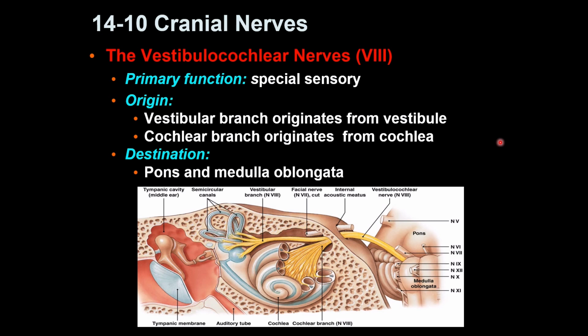This part is called the vestibule, and the semicircular canals. Both of them together are important for balance. There are two different nerves, the vestibular branch and the cochlear branch, and then they go to an area in the brainstem that is located between the pons and medulla oblongata.